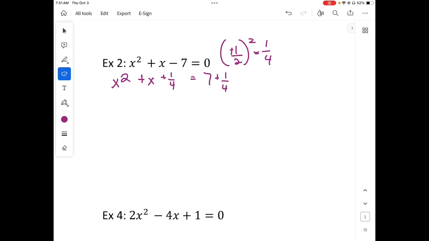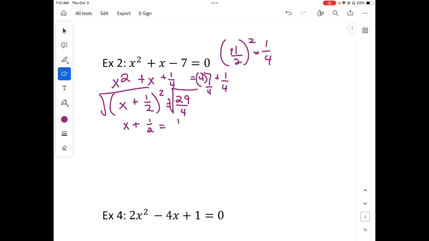Okay, so then this comes out to x plus 1/2 squared equals, what do we have? 7. So that'd be times 4 times 4. 28 plus 1, so it's 29 over 4. Then we take the square root of both sides. These are ugly fractions, but that's okay. We can still do it. We're not going to be scared of fractions. Okay, and then subtract the 1/2.